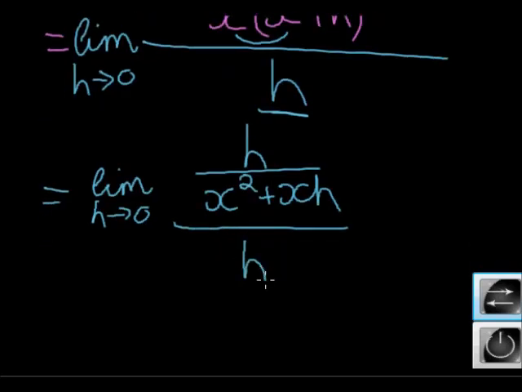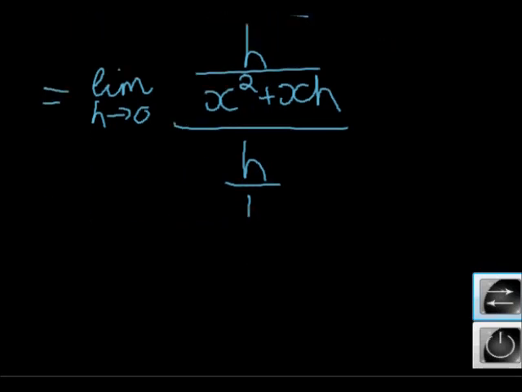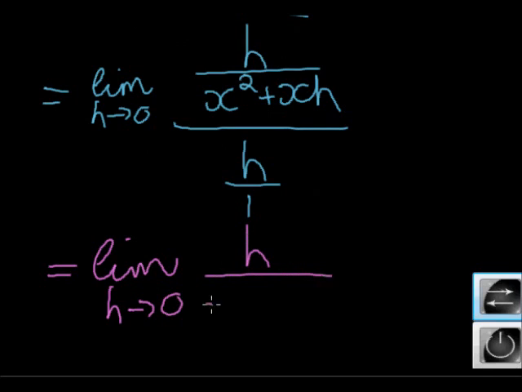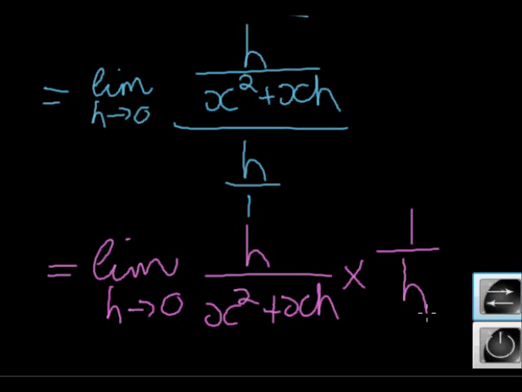The denominator, I've got a fraction over. Do I have a fraction in the denominator? Yeah, h over 1. Yes, I do have a fraction, but it's h over 1, not 1 over h. Okay? So how do I deal with a fraction over a fraction? Multiply by the reciprocal. So the limit as h tends to 0, I've got h over x squared plus xh, multiplied by, instead of h over 1, 1 over h. And that is where I see the magic happens.